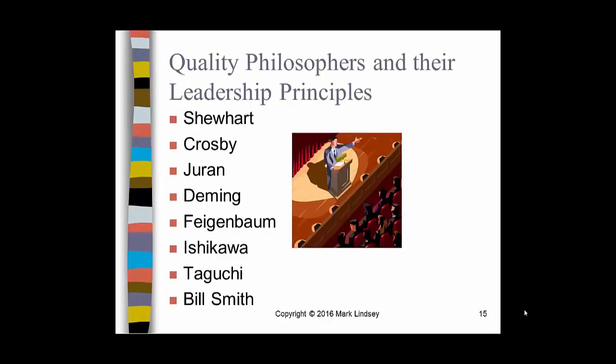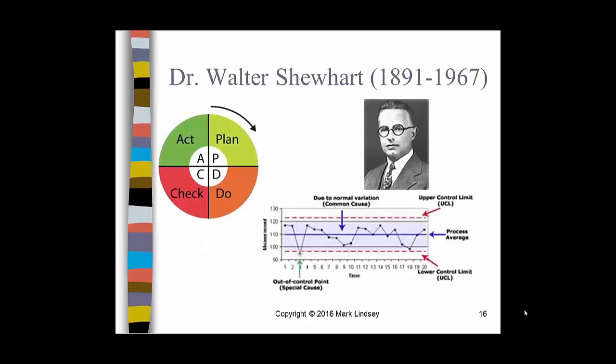So quality philosophers and their leadership principles. Ones that we'll be covering are Shewhart, Crosby, Juran, Deming, Feigenbaum, Ishikawa, Taguchi, and Bill Smith. So Shewhart, he came up with the plan, do, check, act cycle and control charts, statistical process control, as you can see on there. So you can identify for processes and control and identify any out of control conditions that's attributed to special cause.